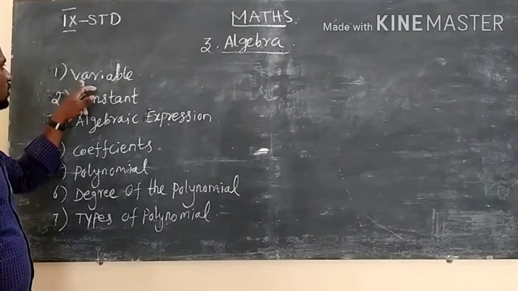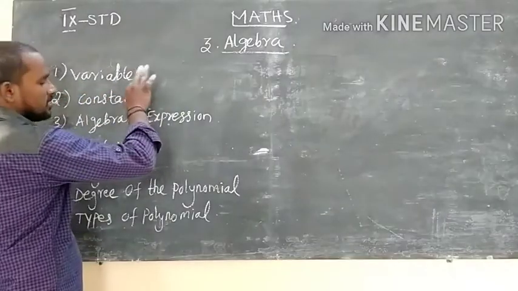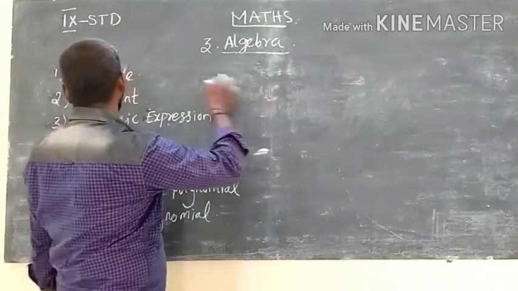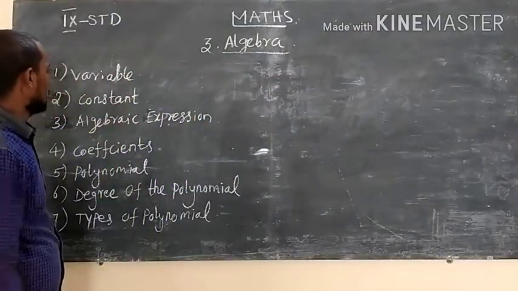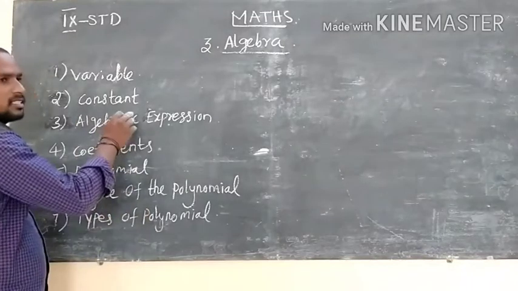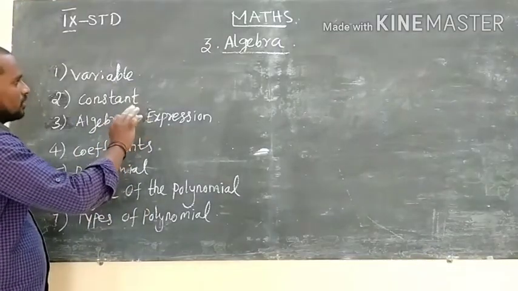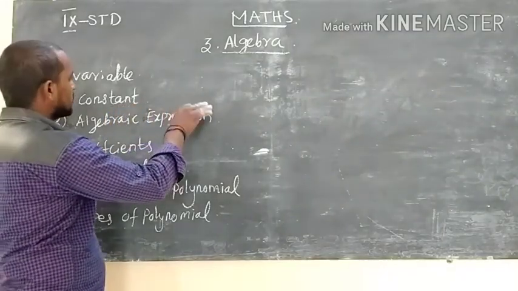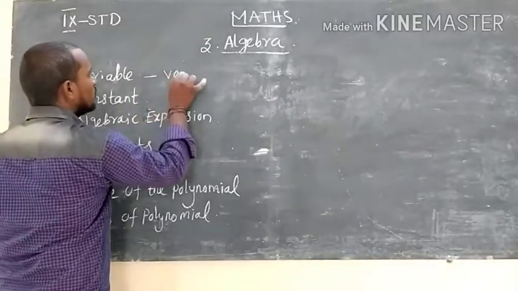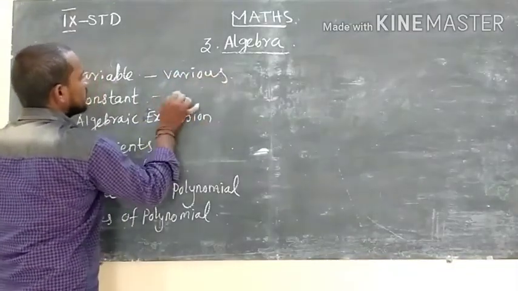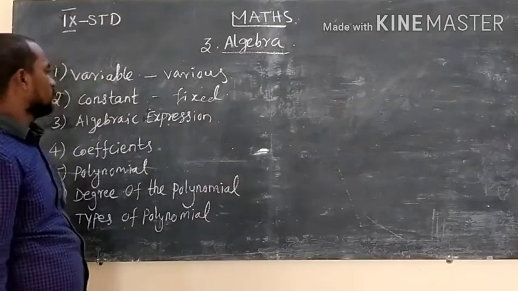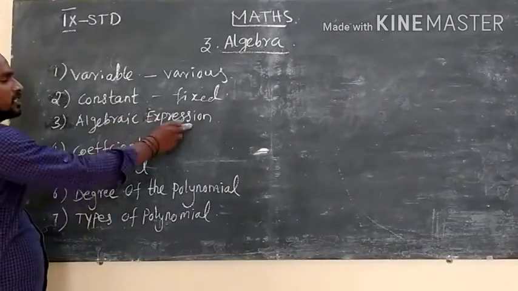The first one is a variable. A variable is a symbol which has various numerical values. In the same manner, a constant is a symbol which has a fixed numerical value. This is a varying numerical value. This is a fixed numerical value. Then the algebraic expression.